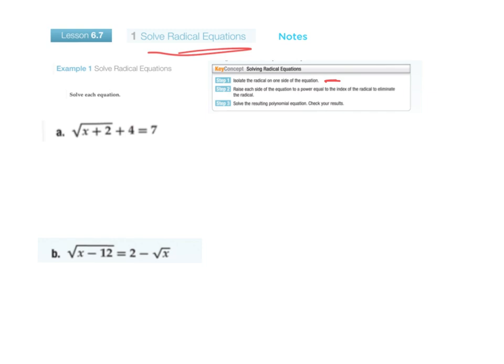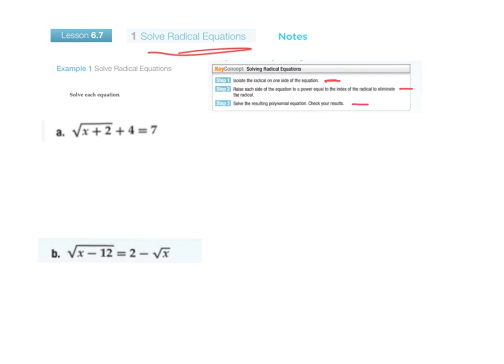The next thing we need to do is raise the equation to the power. That means if it's a third radical, then we need to raise it to the third power. But most of them will be square roots, so we'll raise it to the second power. And then you just solve what's left over. So let's go through those steps.